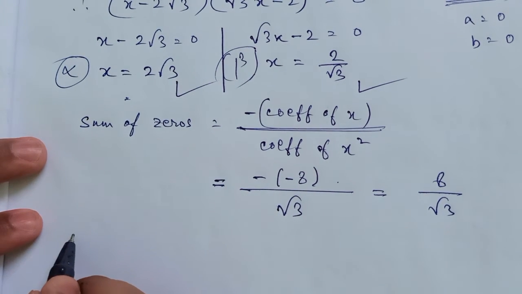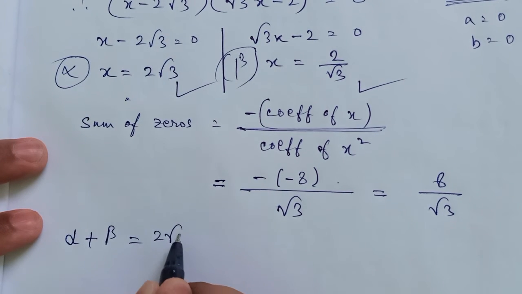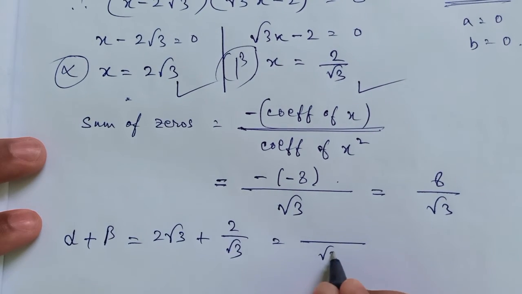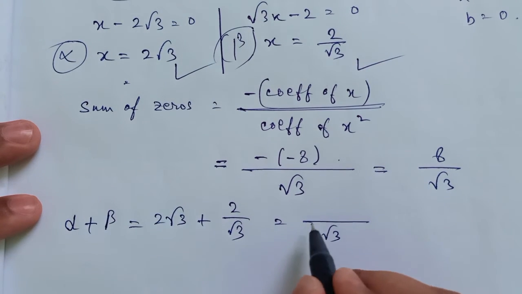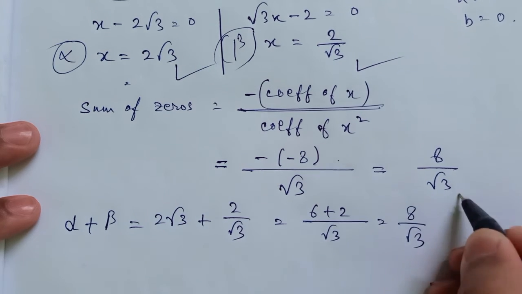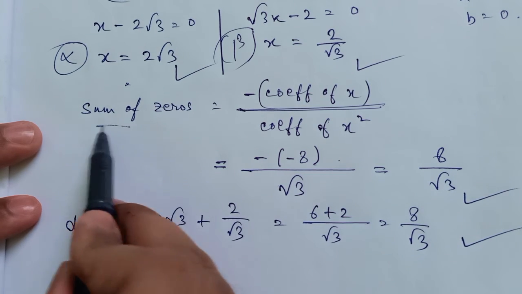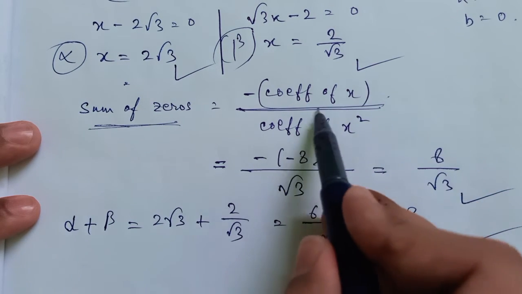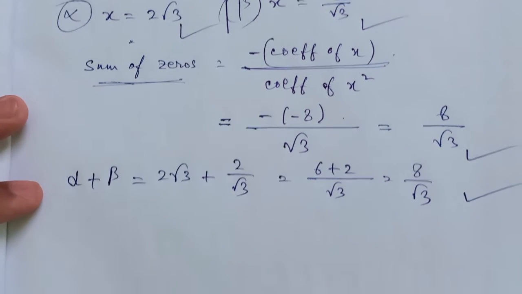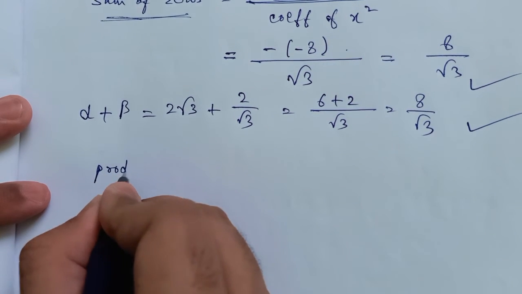So sum of zeros will be what? Alpha plus beta, if you find out, it is 2 root 3 plus 2 upon root 3. So it is root 3 as LCM, and then 2 threes are 6 plus 2, so that is 8 upon root 3. So you can see this relation is satisfied. So you will write that therefore sum of zeros is equal to minus coefficient of x upon coefficient of x square. So the first relation is satisfied, okay, the first relation is verified. And now the product of zeros.